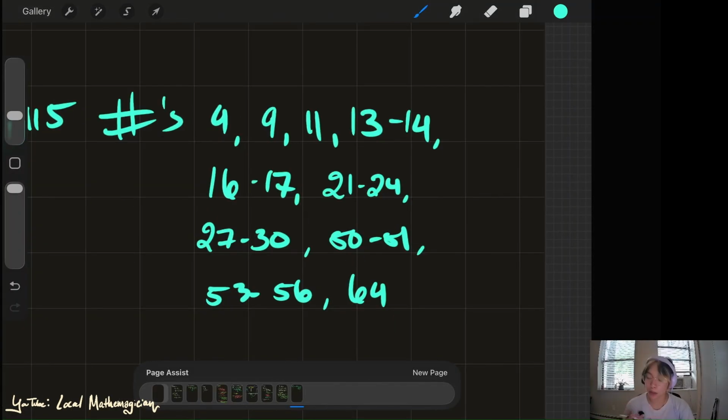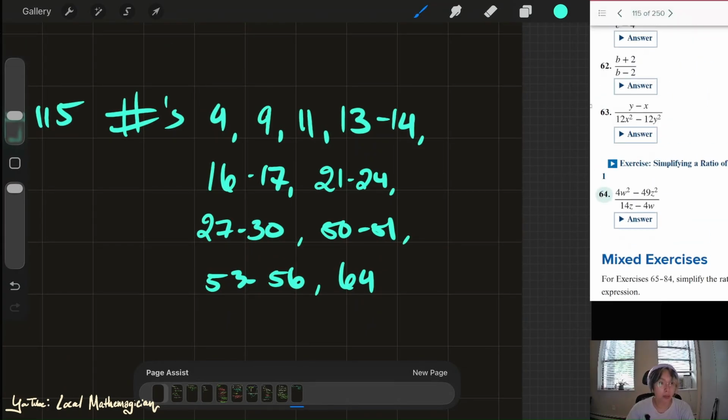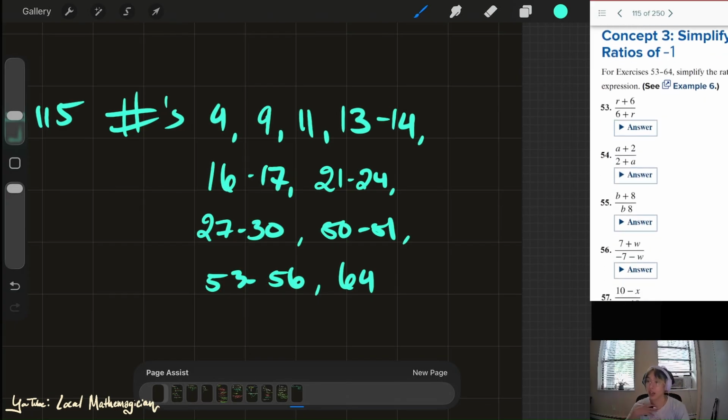Your practice problems, I want you to do what's listed here. In particular, what I want you to make note of is simplifying ratios of -1. I didn't show you any examples, but that's because I expect you to know how to factor out -1. So give these problems a try, see what happens. I think number 55 has a typo, which I think is kind of funny.